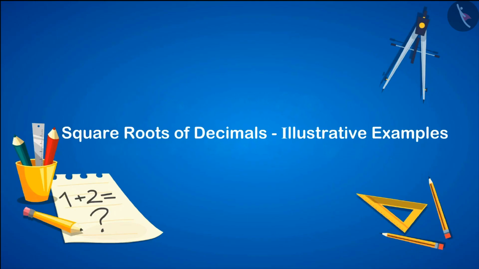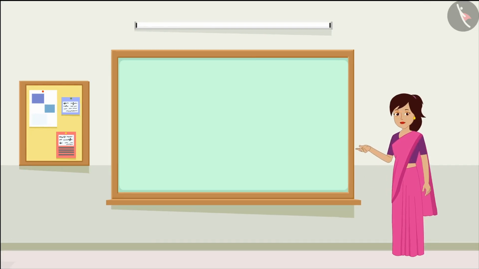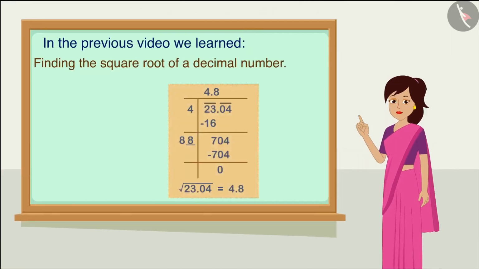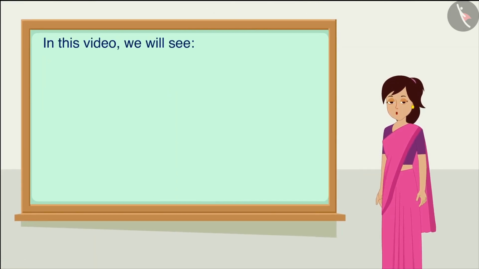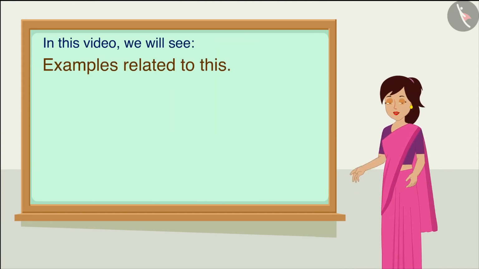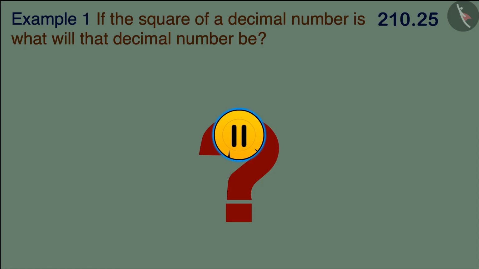Square roots of decimals, illustrative examples. Friends, welcome to this video. In the previous video, we learned how to find the square root of decimal numbers. In this video, we will see examples related to this. If the square of a decimal number is 210.25, can you tell what that number will be? You can pause the video here and solve the question yourself.